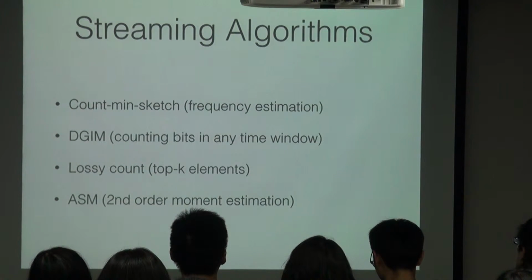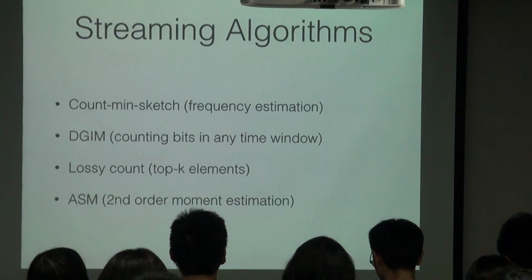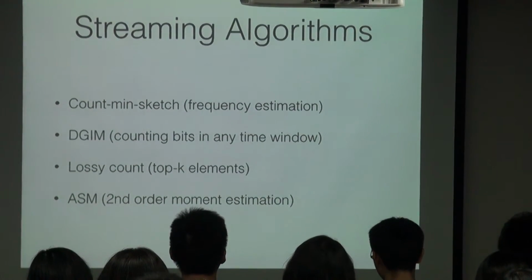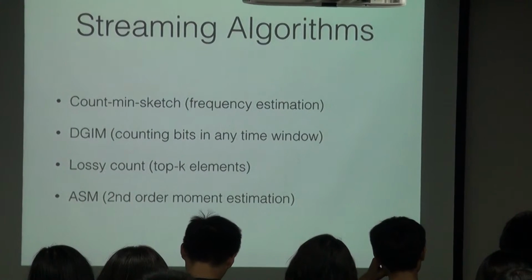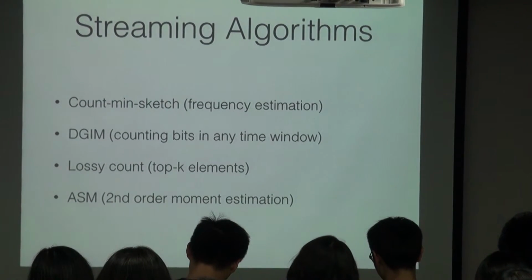And also there's AMS, second order moment estimation. It can be used with a counting sketch to estimate whether the data is skewed. That is, some elements have way higher counts than the others. Then AMS is one of the streaming algorithms to estimate that.